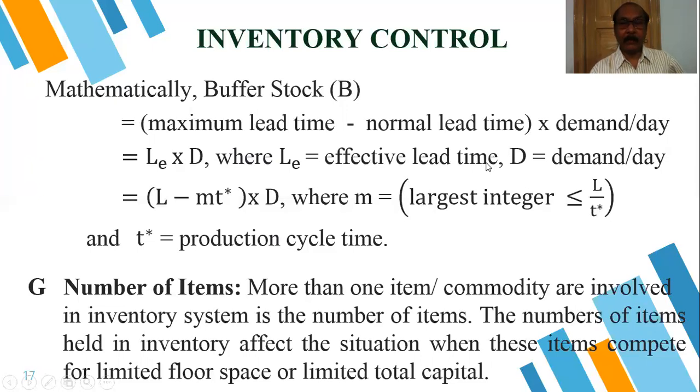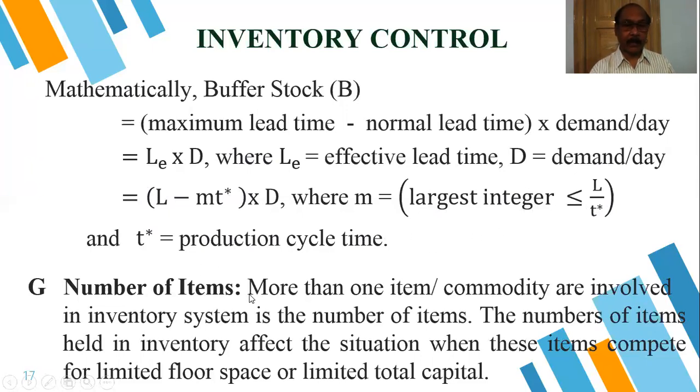LE is the effective lead time, D is the demand per day. This can also be written in notation as L minus MT star into D, where M is the largest integer of L by T star. T star is the production cycle time. T star will be clear when we are considering the model.